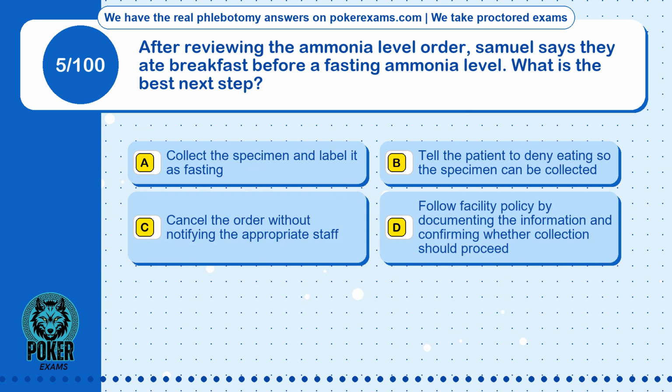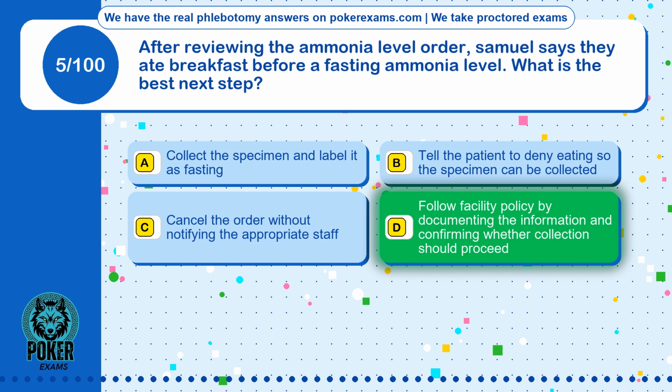Question 5. After reviewing the ammonia level order, Samuel says they ate breakfast before a fasting ammonia level. What is the best next step? Option A. Collect the specimen and label it as fasting. Option B. Tell the patient to deny eating so the specimen can be collected. Option C. Cancel the order without notifying the appropriate staff. Option D. Follow facility policy by documenting the information and confirming whether collection should proceed.